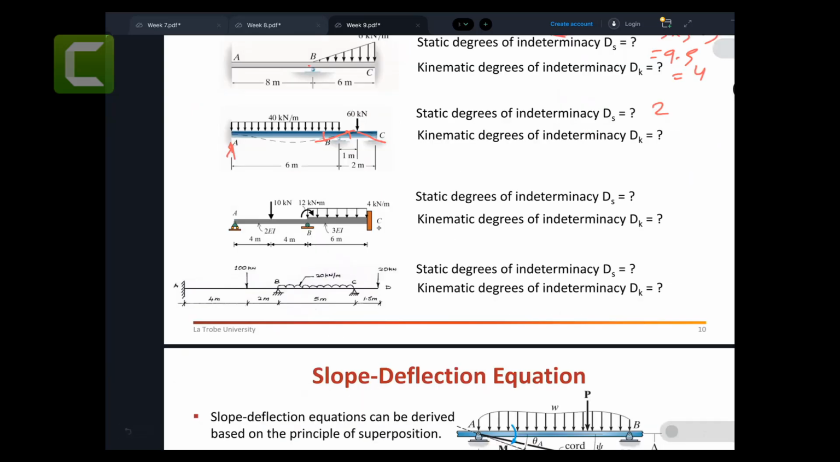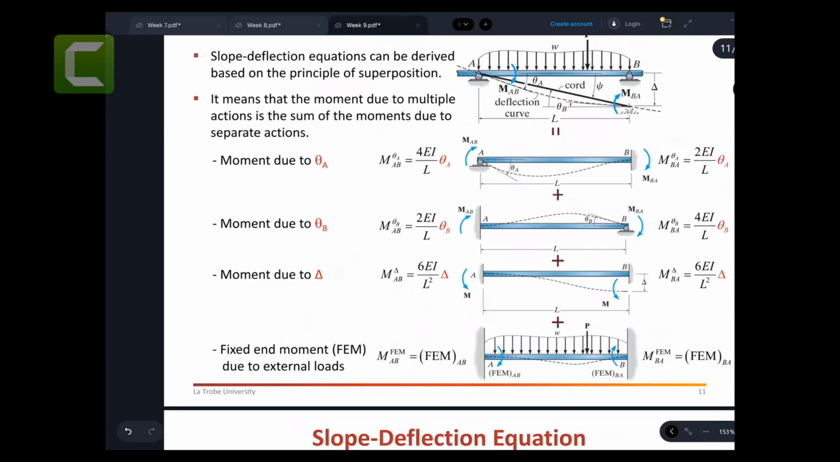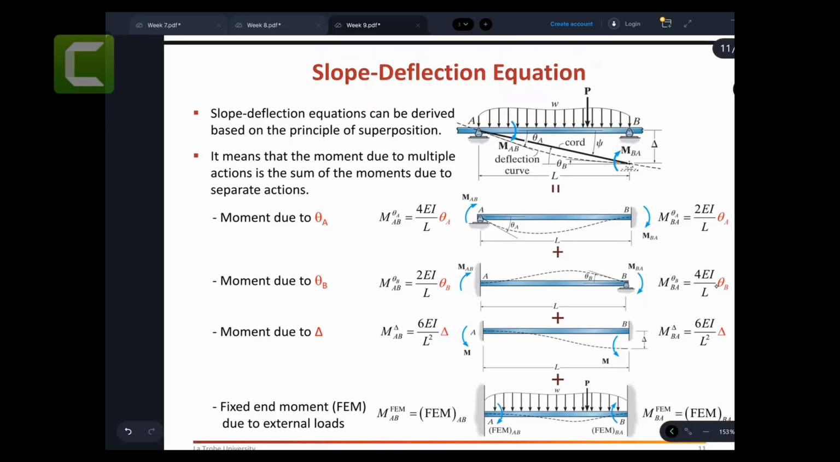Similarly here, I think it looks like this one as well. So I think you can do all this one by yourself. There is nothing to it, but I hope you understand this. All right, so that's all good. Now, you understand the static equilibrium equations and kinematic degrees of indeterminacy, all are clear for you. There is nothing super complicated, and you understand the meaning for that one as well.